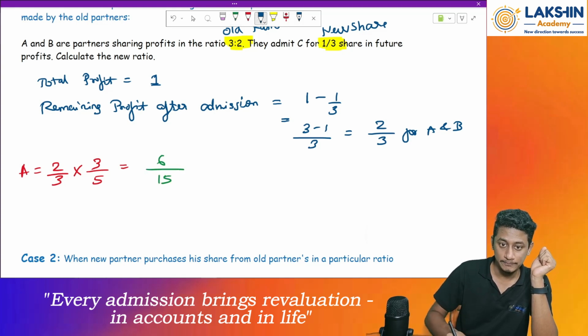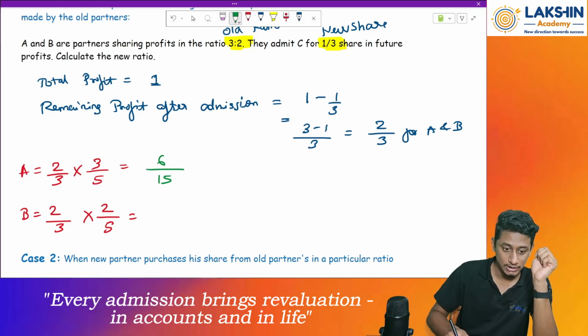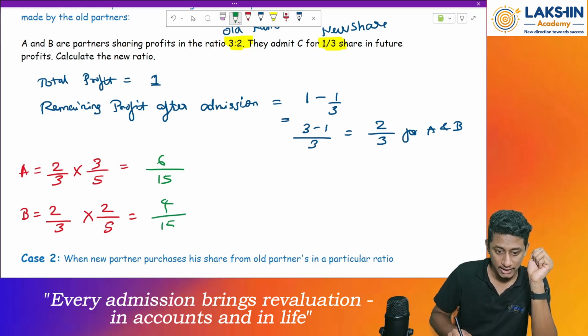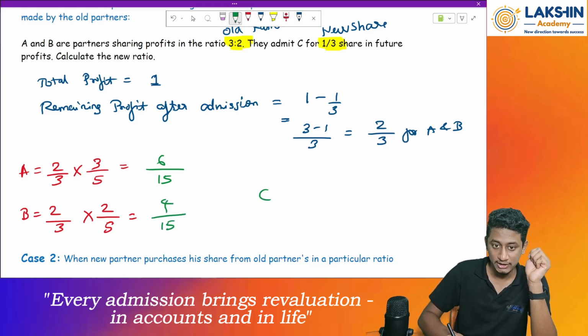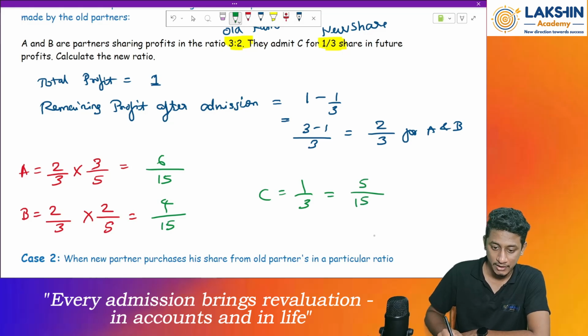Now for B, what is the remaining profit? 2/3 into the ratio of 2/5. The answer will be 4/15. For C, the share was 1/3, so convert the denominator to 15: 5 threes are 15, so 5/15. So this will be 6:4:5. This is my new ratio.